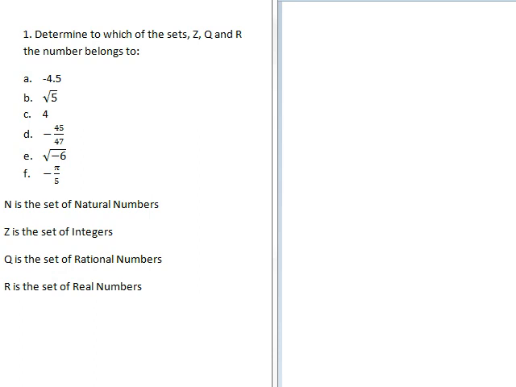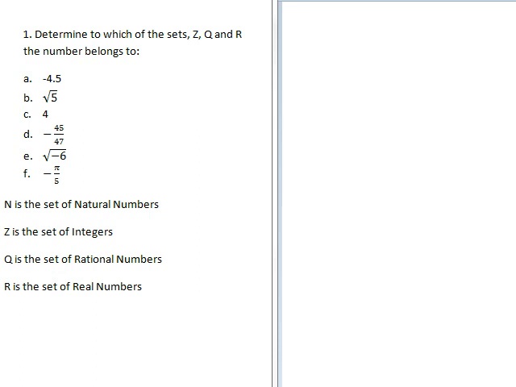If something's a rational number, it may or may not be an integer or a natural number, but it'll always be a real number. And if something's a real number, then it could be any of the above ones. It could be a natural number, an integer, or a rational number, but it doesn't have to be. So just keep that in mind as we're thinking through these.